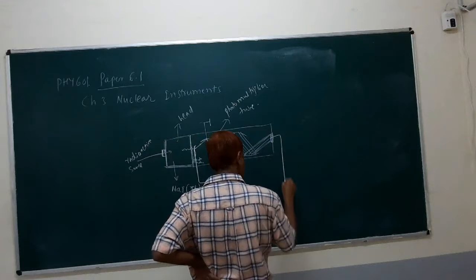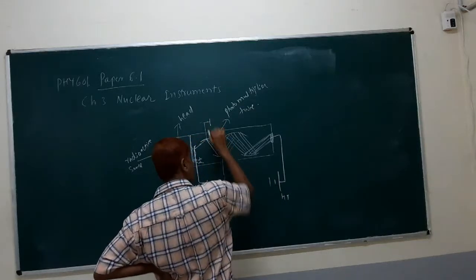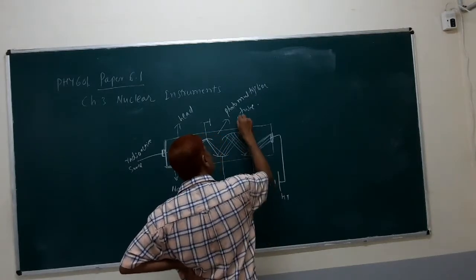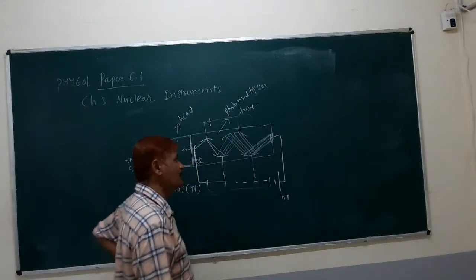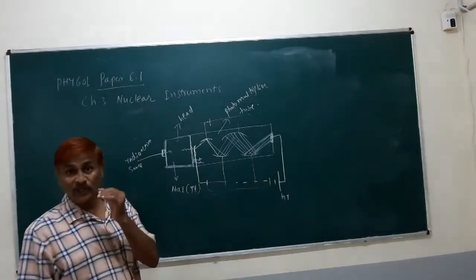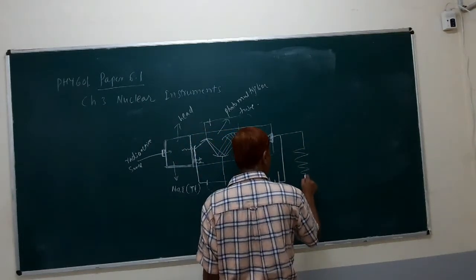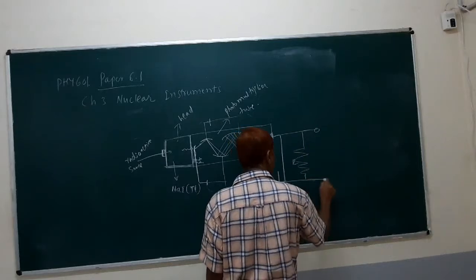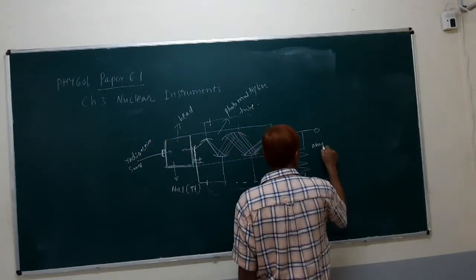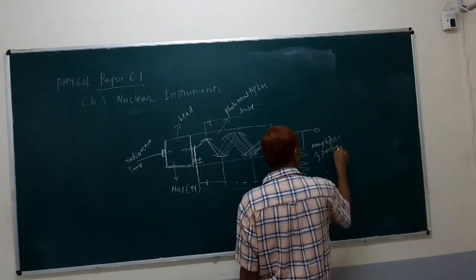They reach the anode plate. This is connected to positive. A bunch of electrons reach this anode end, and a high current is produced, and that will bring a voltage drop across R. This is processed further, then an amplifier amplifies the signal, and then it is connected to the counter.